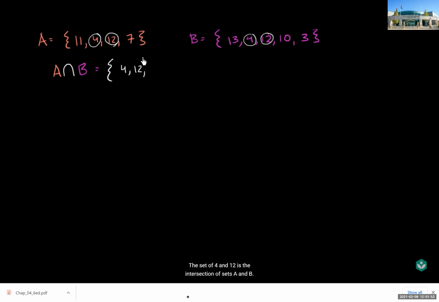4 and 12, the set of 4 and 12 is the intersection of sets A and B. And we could even, if we want to, label this as a new set. We could say set C is the intersection of A and B, and it's this set right over here.